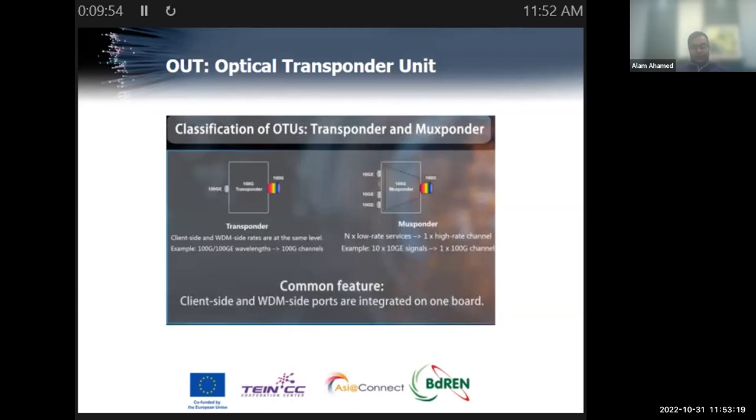The muxponder, on the other hand, multiplexes signals with a low rate into a high rate channel. For example, a muxponder multiplexes 10G signals into a 100G channel, or 8G channels into one 10G channel. A common feature shared by both transponder and muxponder is that the client port and WDM side port are integrated on the same board.